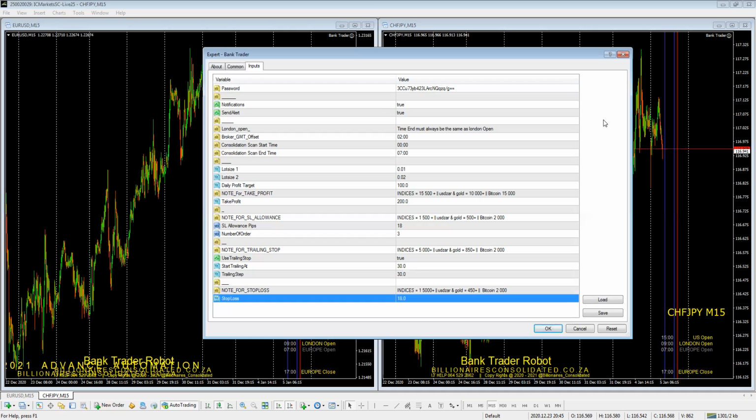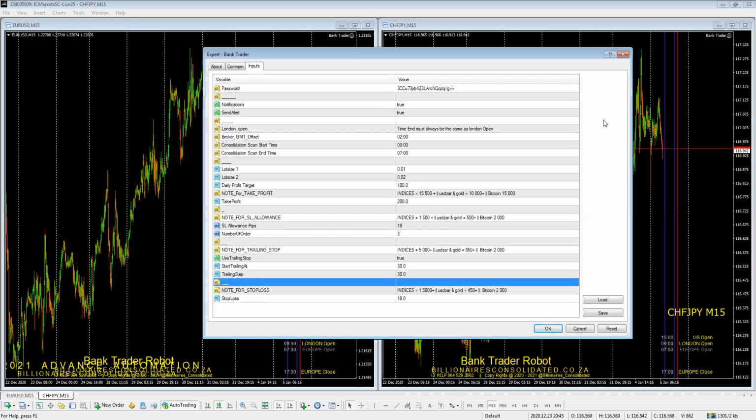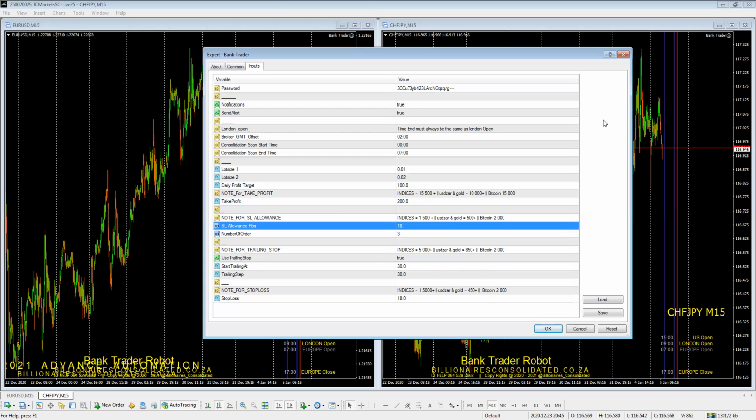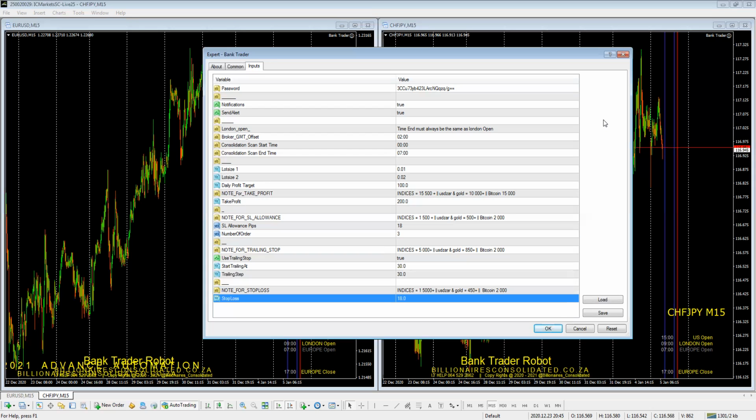Stop loss is 18 pips by default. This applies to the buy limit and the sell limit. So stop loss allowance is for the buy and sell pending orders, the buy stop and the sell stop. Stop loss is for the buy limit and the sell limit.